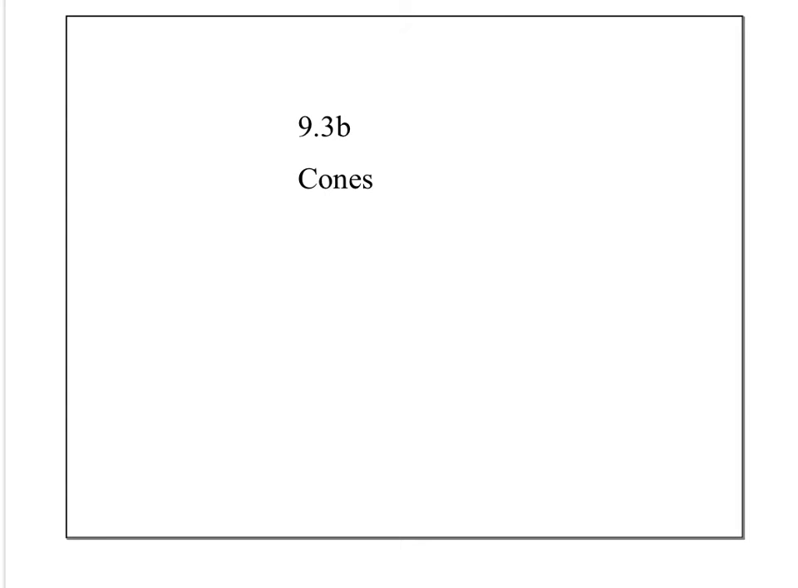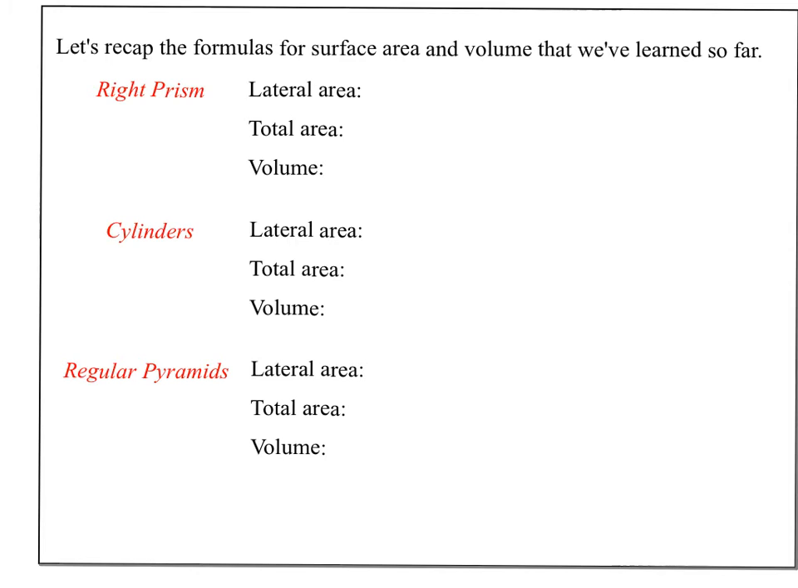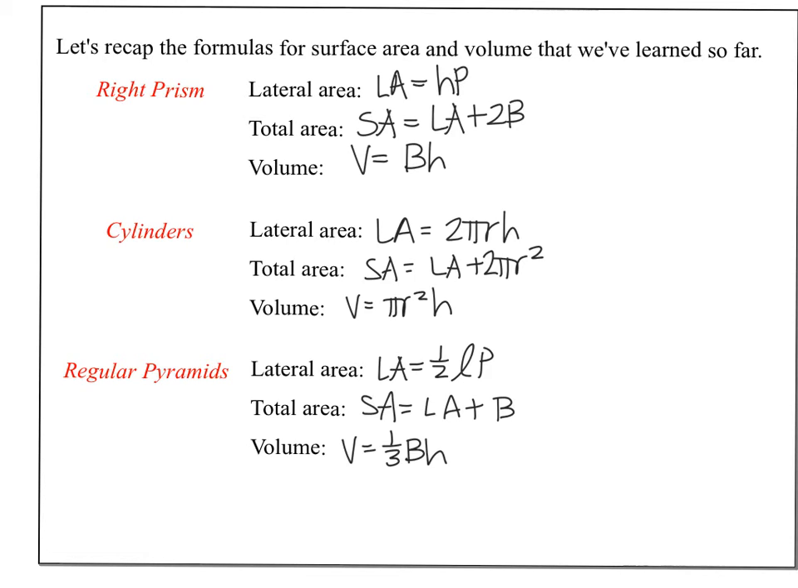Okay, this is 9.2b cones. So we're going to take some of the information that we learned with pyramids and apply them here, but with cones. So let's think about a minute. Why don't you take your notes out and see if you can figure out what the lateral area, surface area, and volume are for right prisms, cylinders, and regular pyramids. And then check back to make sure that you have all the formulas right.